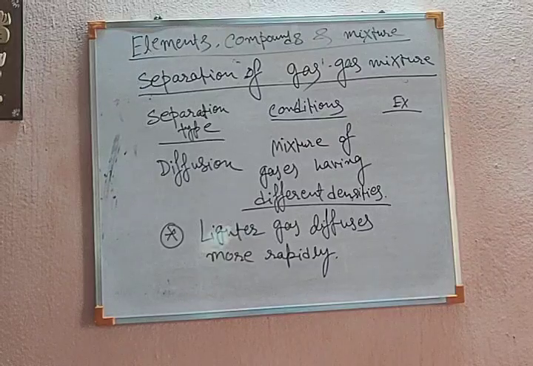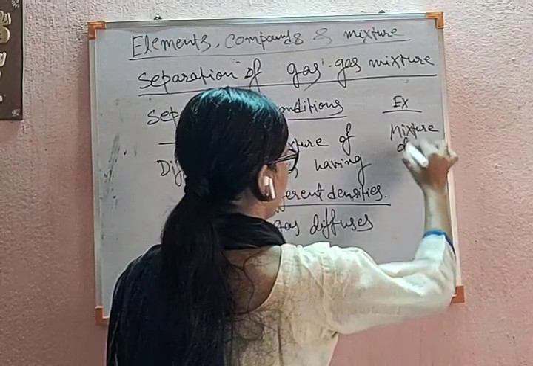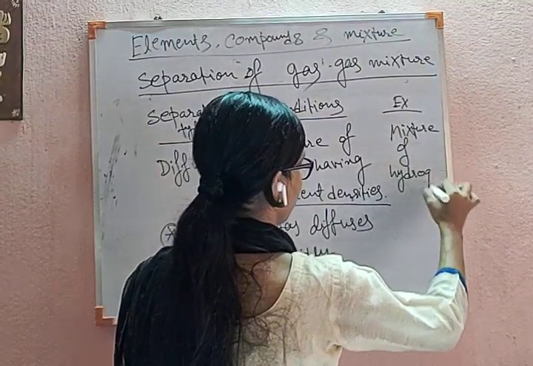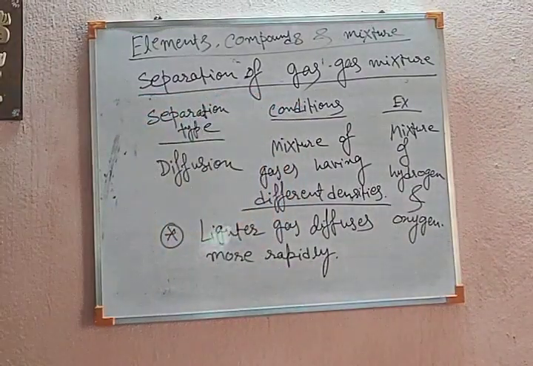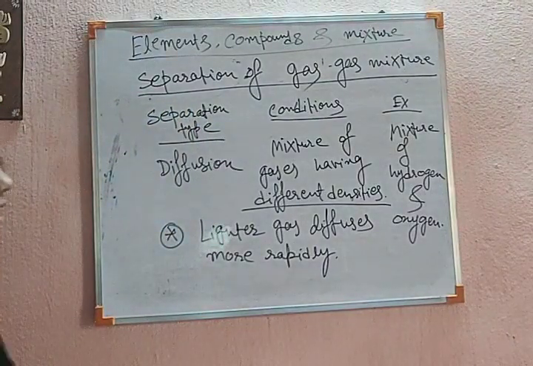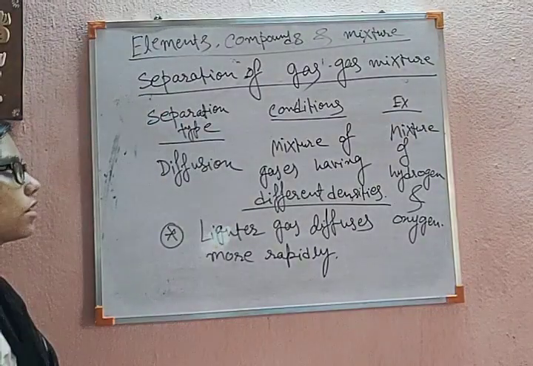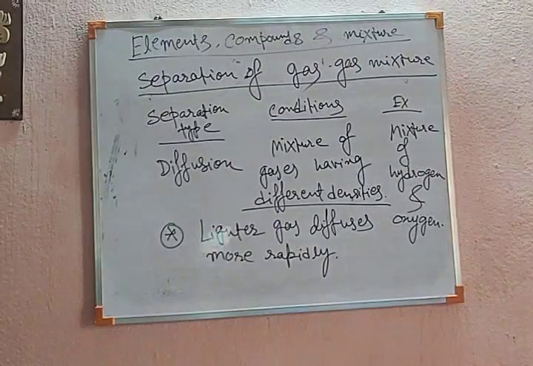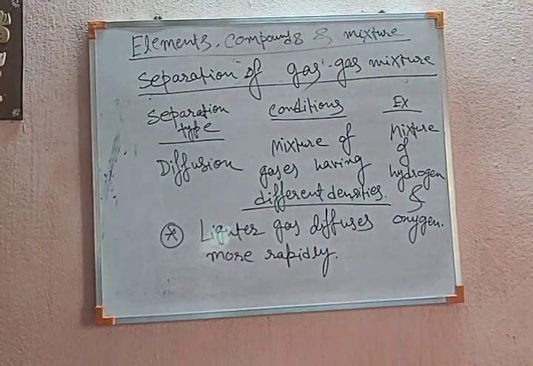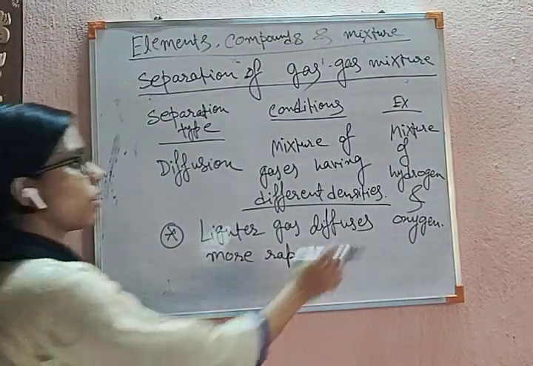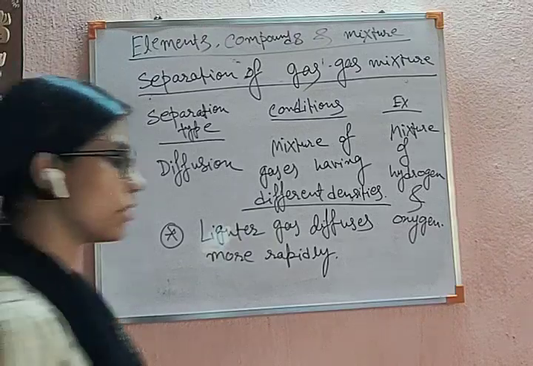For example, we can give a mixture of hydrogen and oxygen. Which one is lighter? You know that hydrogen is lighter than oxygen. So when we are trying to separate hydrogen and oxygen by the diffusion method, the hydrogen diffuses fast and separates from the mixture. When we apply the diffusion method for hydrogen and oxygen, hydrogen diffuses fast, and when it diffuses fast, it undergoes separation from oxygen.